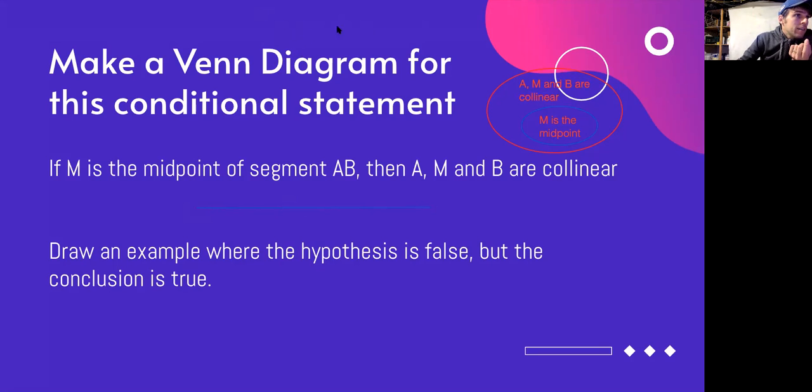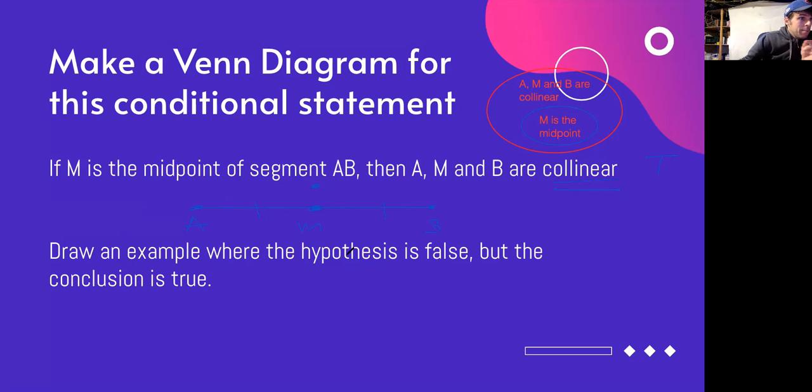So if you've got a segment AB, and M is the exact middle, they have to be in a straight line. They have to be collinear. If the hypothesis is true, the conclusion has to be true. There's no way that M is here, not in a line with them. If it's the midpoint, it's got to be here. All right. So this is a true conditional statement and would fit this set diagram right here.